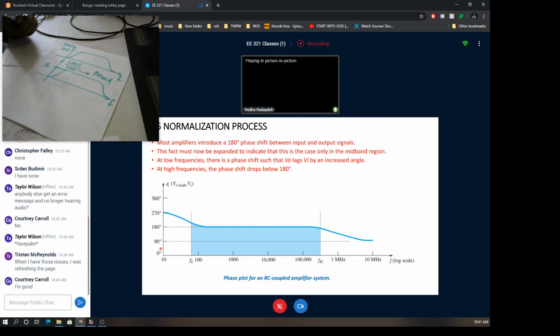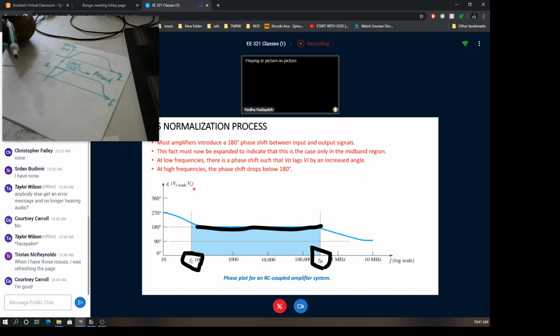So 180 degrees, as you see in this figure, and within the mid-band, within the range of the bandwidth of the amplifier from F low to F high. Apparently this amplifier is providing us a 180-degree phase shift. You see that? Where the output leads the input by 180 degrees.